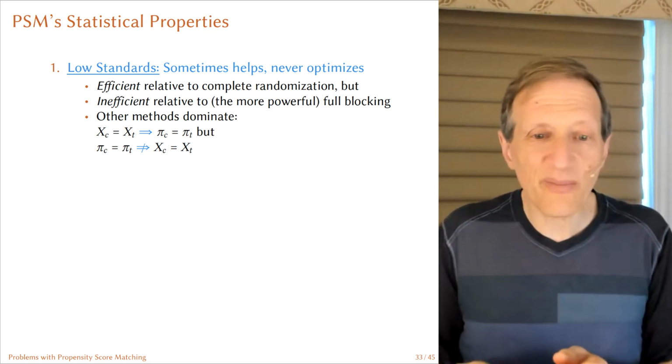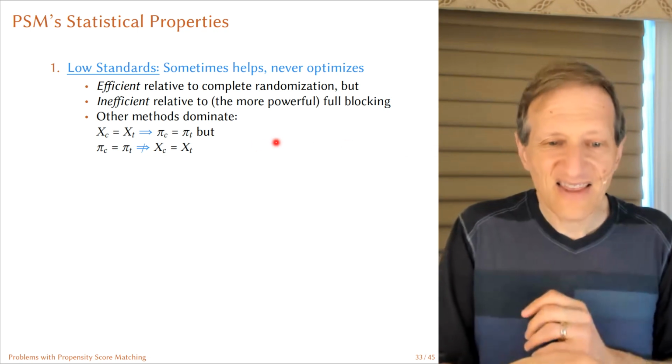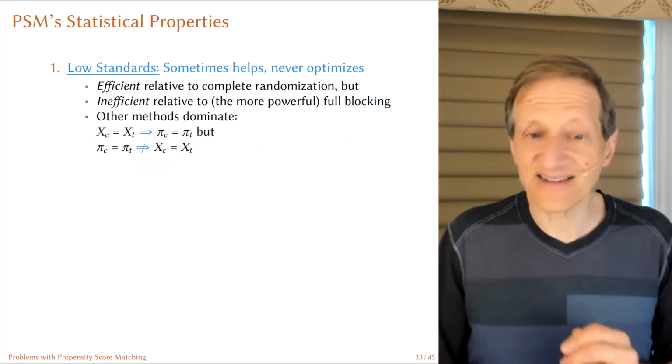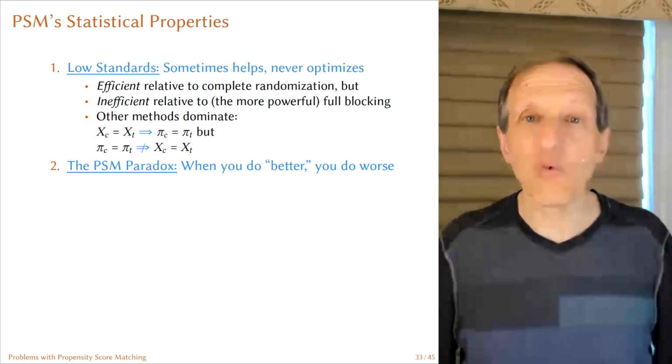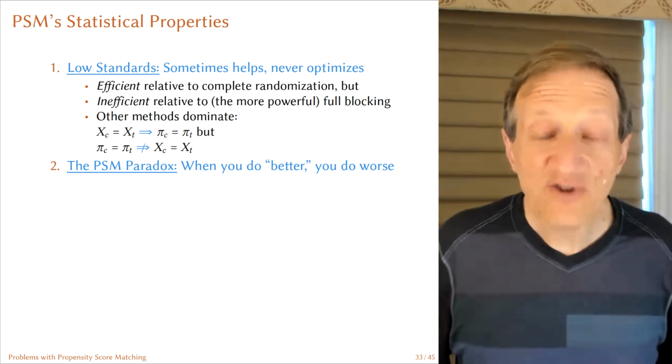But the propensity score matching theorem doesn't say that these two things are the same. They're not the same. Okay. The propensity score paradox. Now I'm going to give you one more thing. When you do better, you do worse.